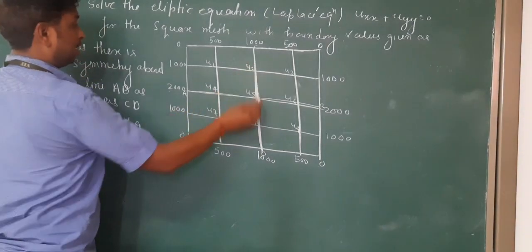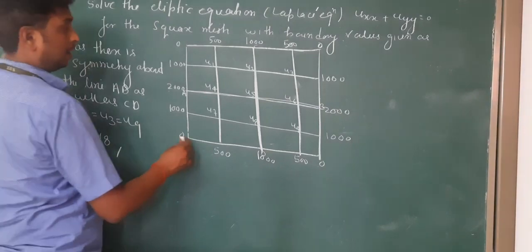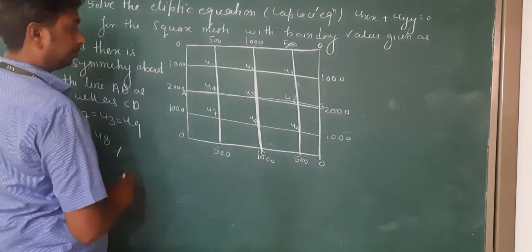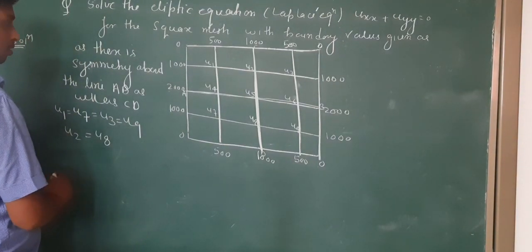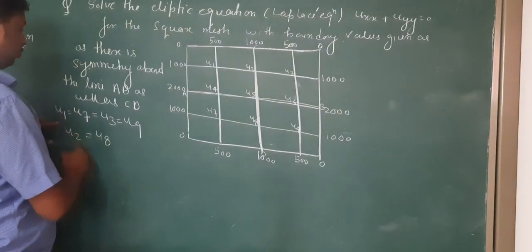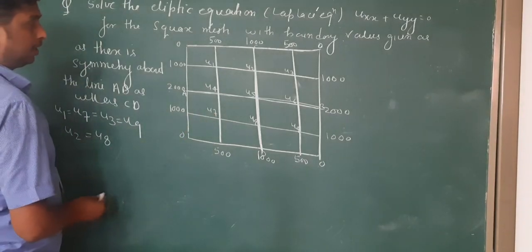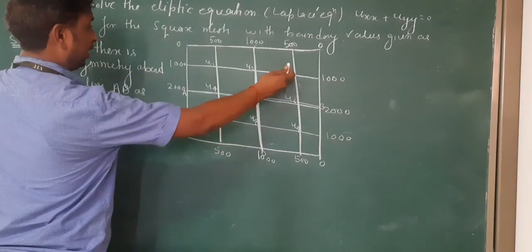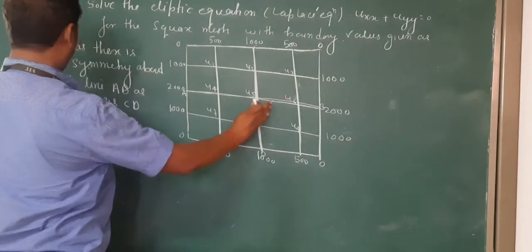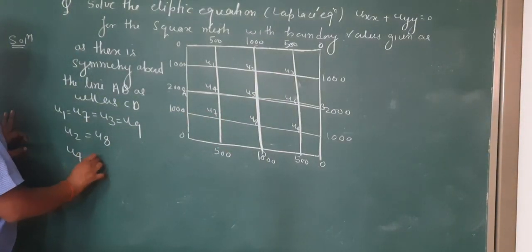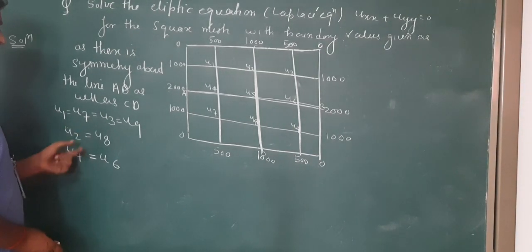Okay. Similarly, U2 is equal to U8, and of the remaining 3 values, U5 we have to calculate. So U2 is equal to U8 and U3 is equal to U9. Okay. And U1 is equal to U3. U4 is equal to U6. And U5 we have to calculate. So these are the symmetrical values.